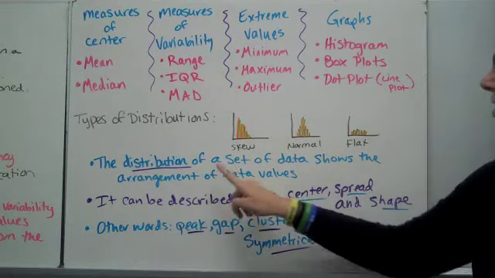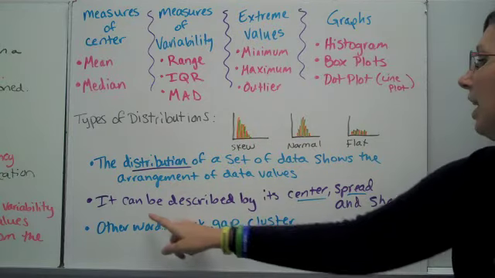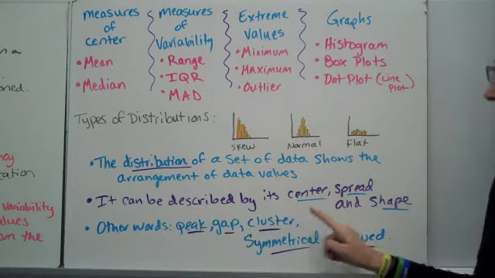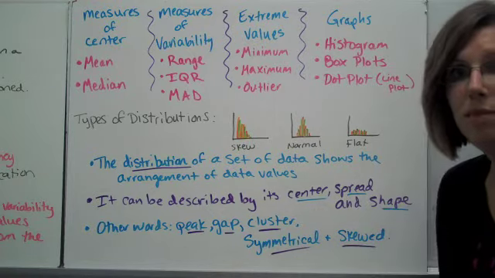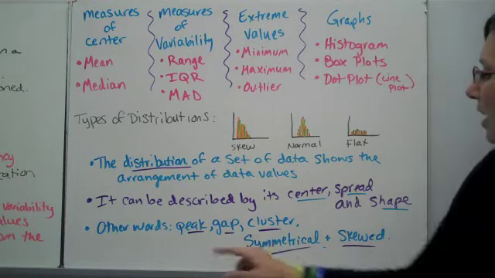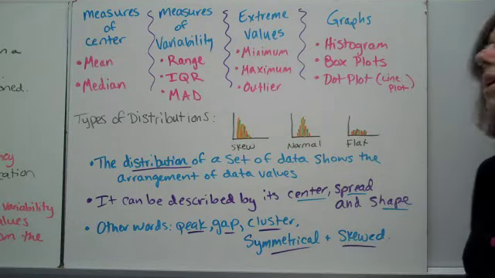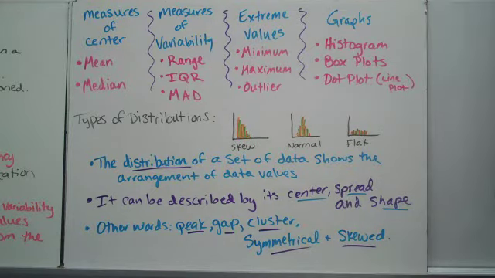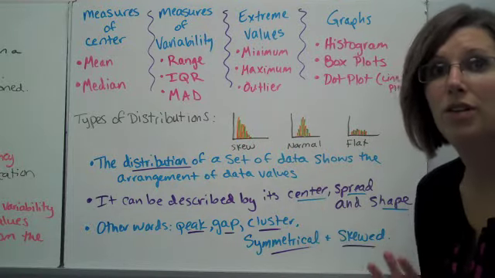The distribution of a set of data shows the arrangement of data values. It can be described by its center, spread, and shape. Other words that we use to describe distributions are peak, gap, cluster, symmetrical, and skewed. So let's look at an example right now. Again, if you need to just pause the video so you can jot all this stuff down, feel free to do that.